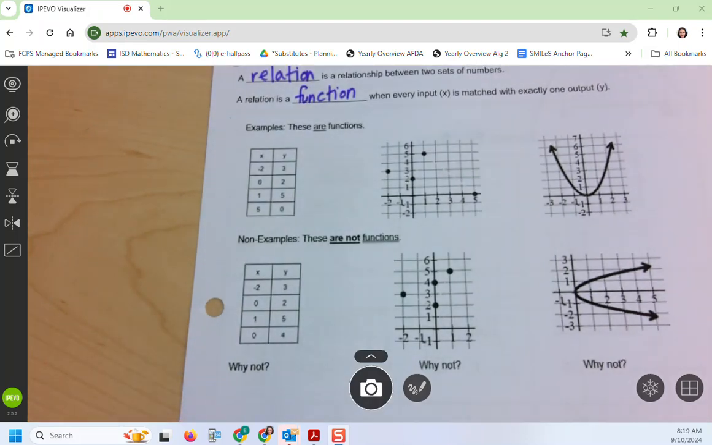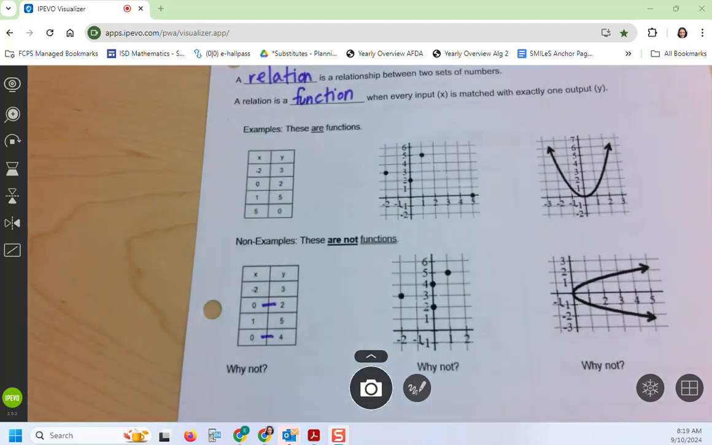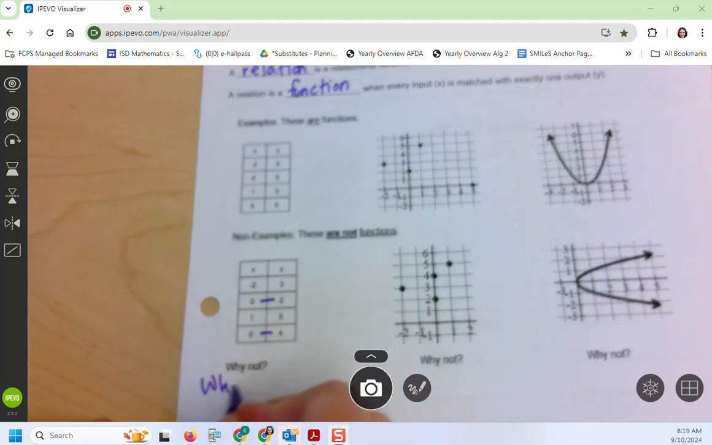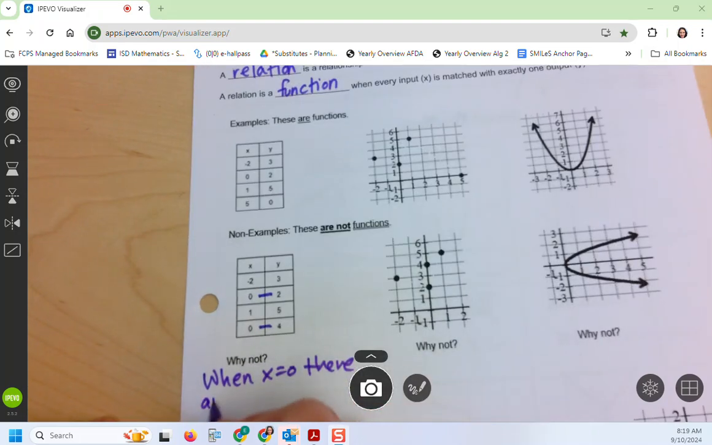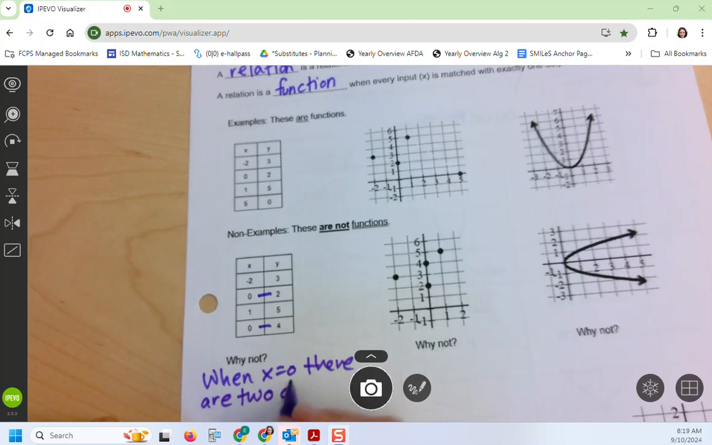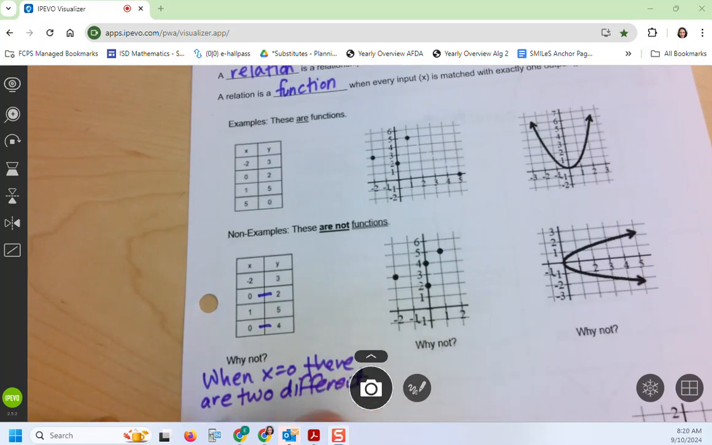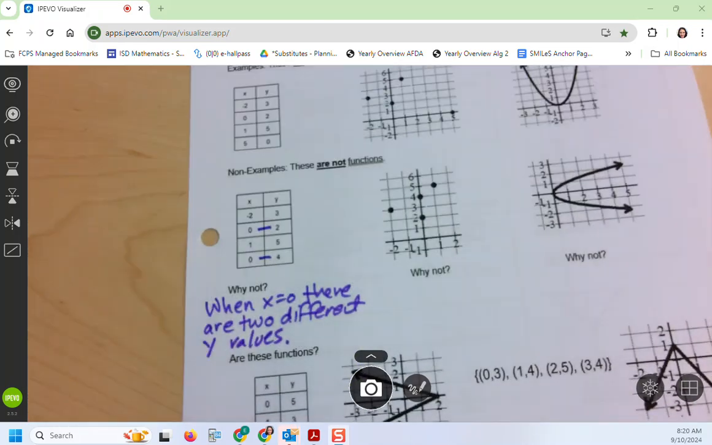Raise your hand if you noticed what made the first one not function. Ian? Because one x value has two different y values. Which one is it? 0. The 0. Did anybody else notice that? So when x equals 0, right, they have two different y values. So 0 is not paired with just one y value. So when x equals 0, there are two different y values. Okay, so that was the problem.